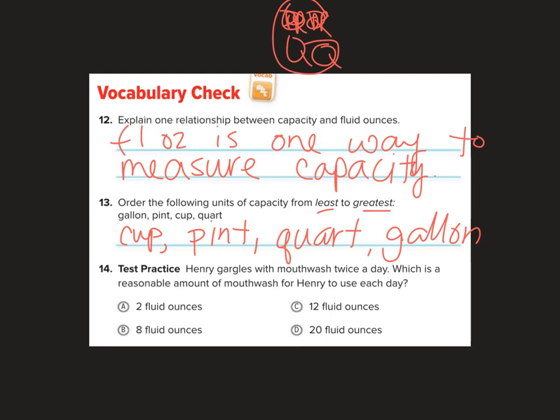Henry gargles with mouthwash twice a day, which is a reasonable amount of mouthwash for Henry to use. 2 fluid ounces, definitely. You don't want a ton of mouthwash in your mouth, right? And 8 ounces is a whole cup of mouthwash. Like, your mouth would be brimming, overflowing with mouthwash. These 2 are way too big.